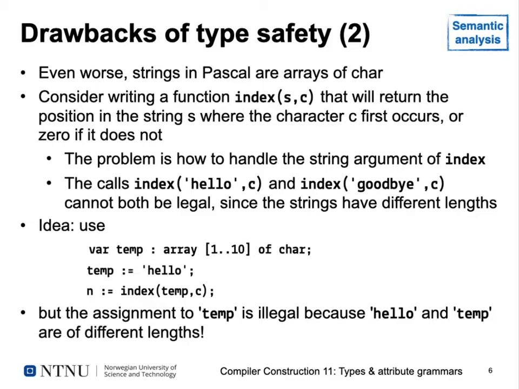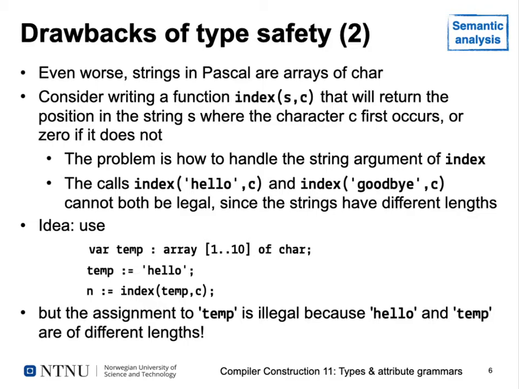So the problem here is, how can we handle the string argument of index? Because ideally we would simply have calls like this: index, then pass a string of 5 characters, hello, and the character we're looking for, and also index passing a string of 7 characters, goodbye, and the character we're looking for. Now problematic is that this is a 5-character string, this is a 7-character string, so this is an array of 5 characters, and that one is represented as an array of 7 characters, so they are incompatible types. So one of these calls at least cannot be legal, since the strings have different lengths.